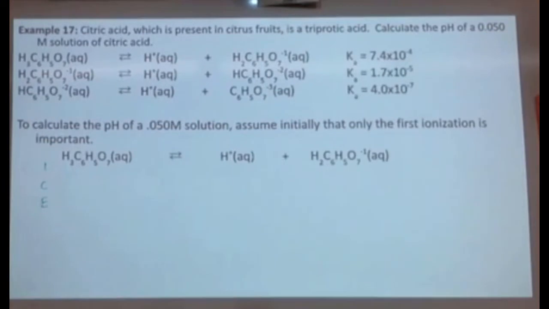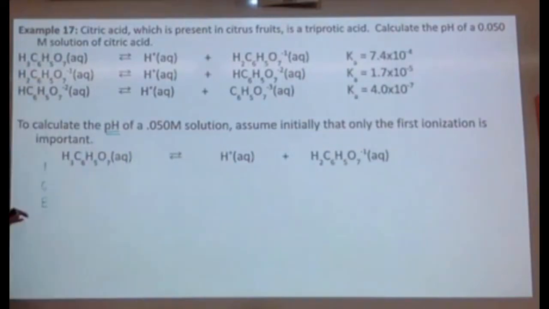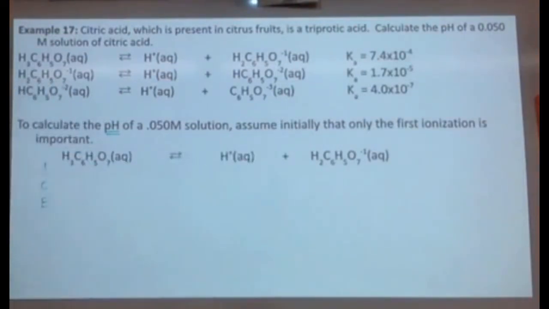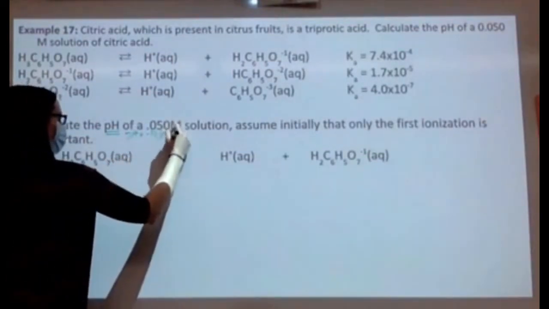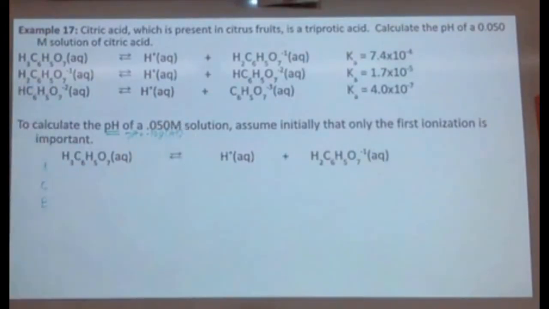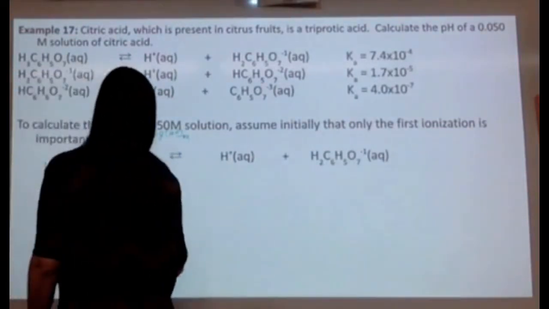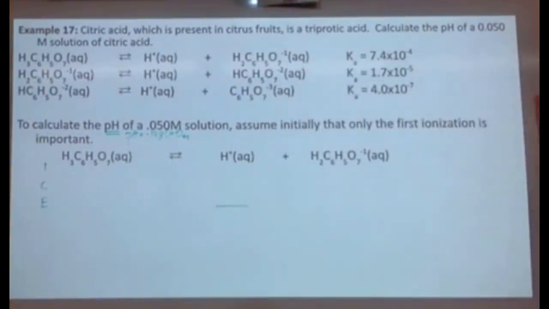So our goal is to calculate the pH of this weak acid. Now, because it's an acid, I'm going to look at the equation, and I remember that pH is negative log of the concentration of H plus. But the pH uses H plus at equilibrium. So I actually need to solve for this spot in the ice table.